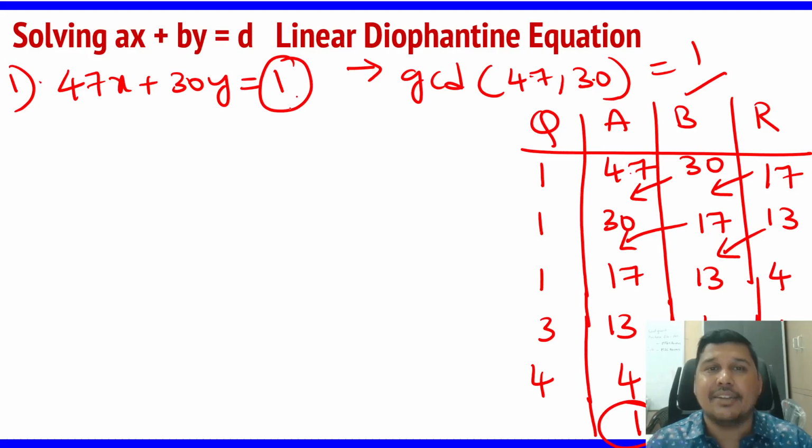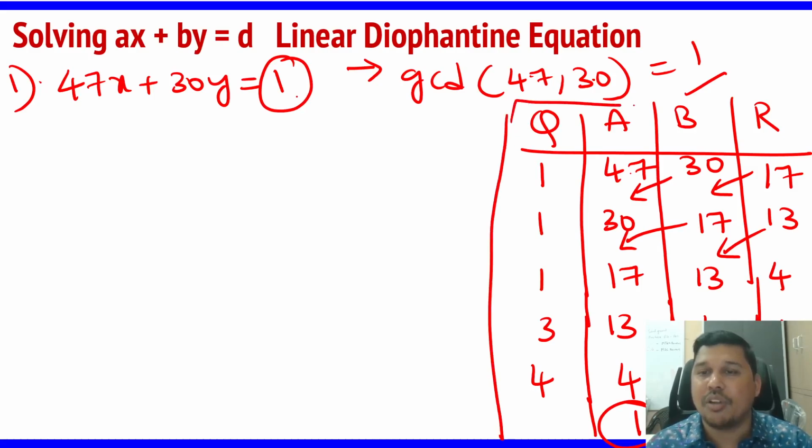With this conclusion, if D is divisible by GCD of A and B, we can conclude that this is a linear Diophantine equation. Now, using the reverse Euclidean algorithm, we can give a solution for this. How can we do it? From this table, you definitely need this table. We have not calculated this simply. We need this table to solve the problem.